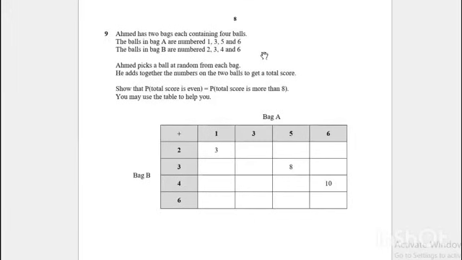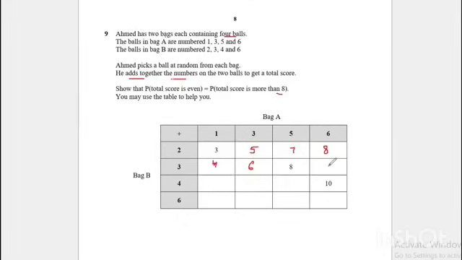Next, we have question number 9. In this question, there are two bags, each containing 4 balls. The balls in bag A are numbered 1, 3, 5, 6, and the balls in bag B are numbered 2, 3, 4 and 6. Ahmed picks a ball at random from each bag, and he adds together the numbers on the 2 balls. As you can see, they added 3 plus 5 gives you 8, and 2 plus 1 is 3. So first of all we will add all of these, which will help us complete the next step: show the probability of the total score being even and the probability of the total score being more than 8. We'll show this with the help of a table.